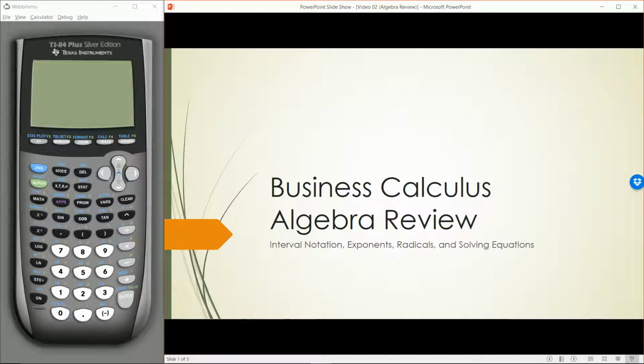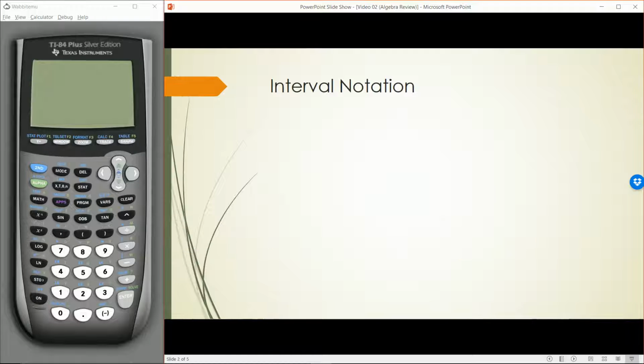Today, we are going to be doing a little bit of algebra review. This is still stuff that you should already know, but I want to make sure to go over it. That way, in case you're having a little bit of an issue with it, you can see what's happening here. Today, we're going to be talking about interval notation, exponents, radicals, and how to solve equations.